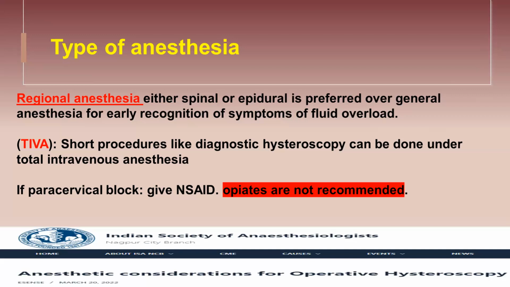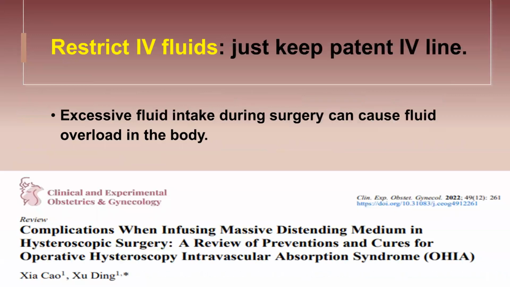And if the surgeon uses a paracervical block, don't give opiates, but you have to give non-steroidal anti-inflammatory treatment to minimize pain or uneasiness. And opiates are not recommended because we need the brain of the patient. Also, you have to restrict intravenous fluids. We always tell the anesthesiologist, just keep the intravenous line patent and give drugs through it. And don't infuse fluid for the patient because the fluid will come from the uterus to the circulation. Don't worry, and don't give excessive fluid, as excessive fluid intake during surgery can cause fluid overload in the body.